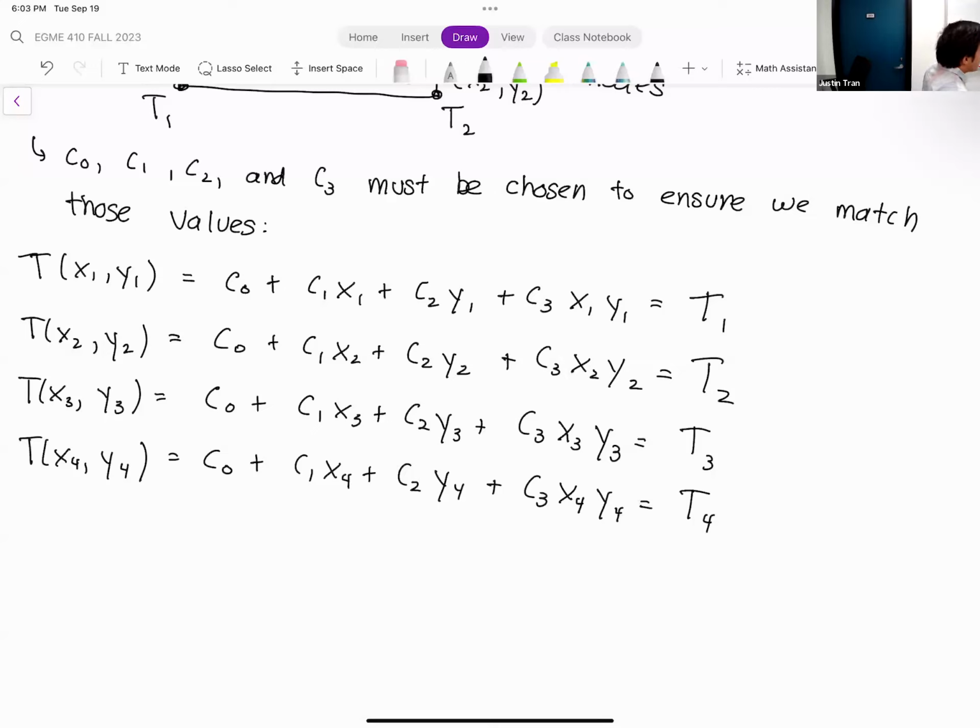All right, and so in theory, what we have here is a system of four equations with four unknowns, okay, where the unknowns are C0 through C3, okay? And so in theory, you can solve this, okay? We're not going to do that because I'm not evil. I like to think that I'm not evil, okay? But in theory, you can solve this system.